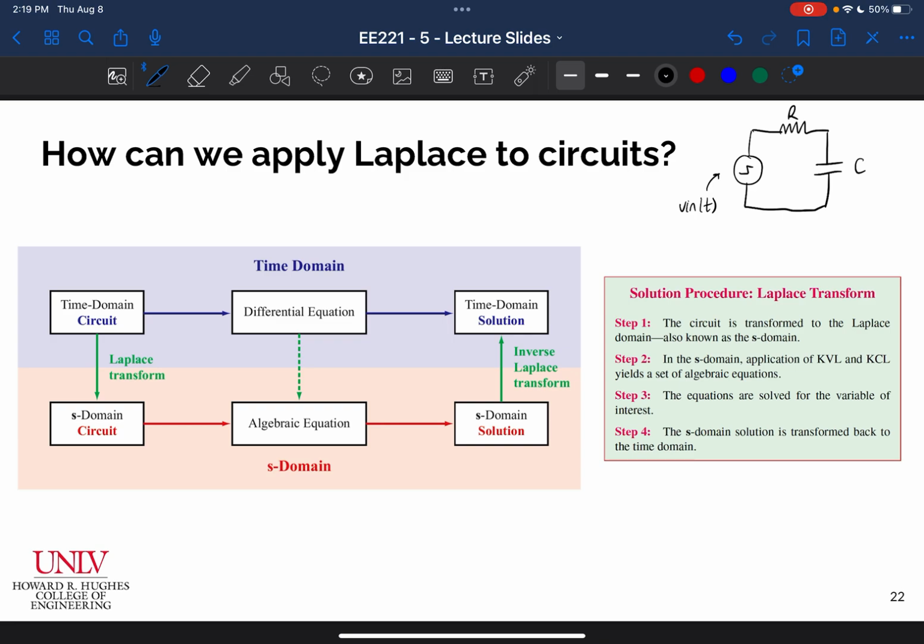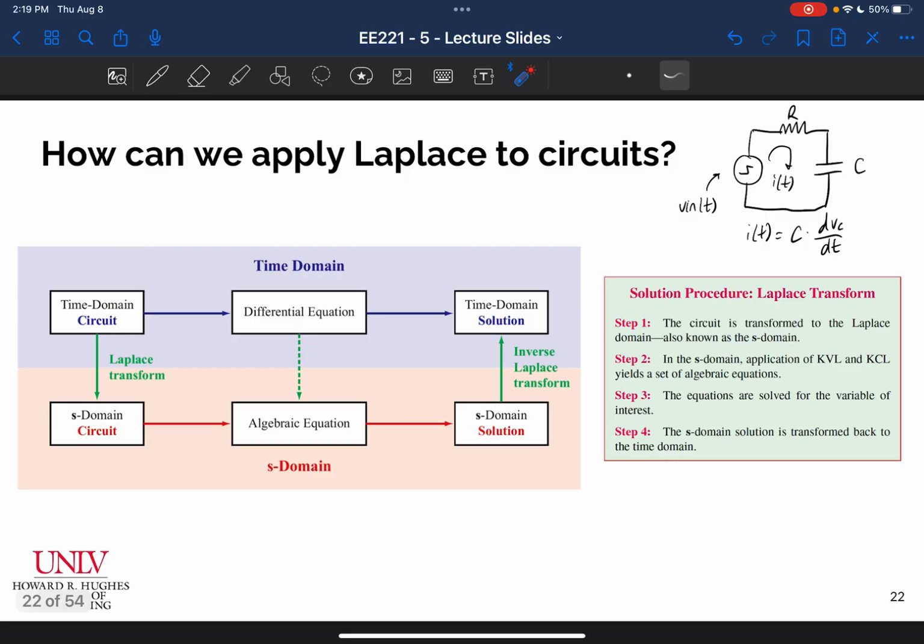And let's say we were interested in finding the current flowing in this circuit, I of t. Well, right now you know that I of t is equal to the current through the capacitor, which is basically C times dVc dt. And so you'd have to go ahead and solve the differential equation to determine I of t here. And that's typically what you would do.